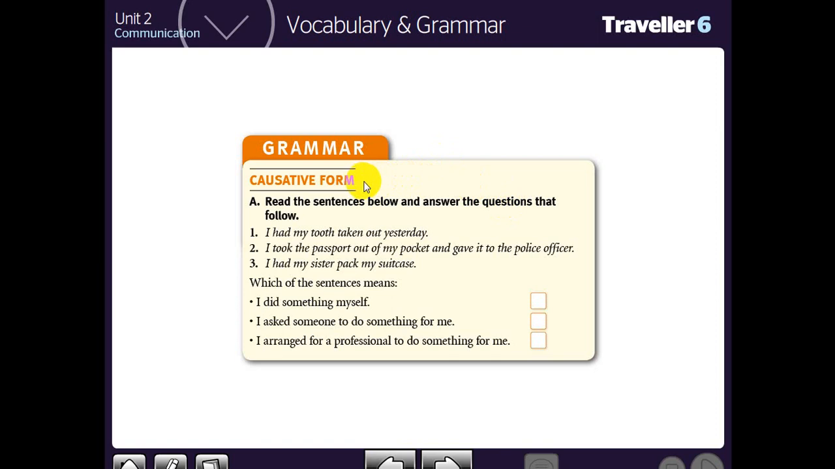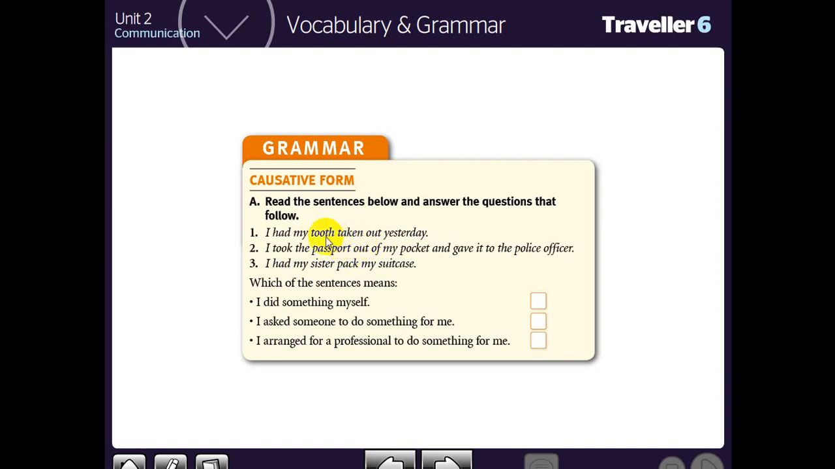Of course. First, look at sentence number 1. I had my tooth taken out. This sentence is in the causative form. And in turn, look at sentence number 2. I took the passport out of my pocket. This one is in the active form. Okay? Now, as you can see, the first one is in the causative form and the second one in the active form. Can you tell me now the difference between the causative form and the active one?